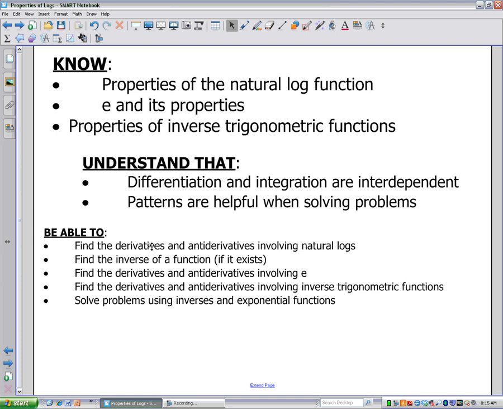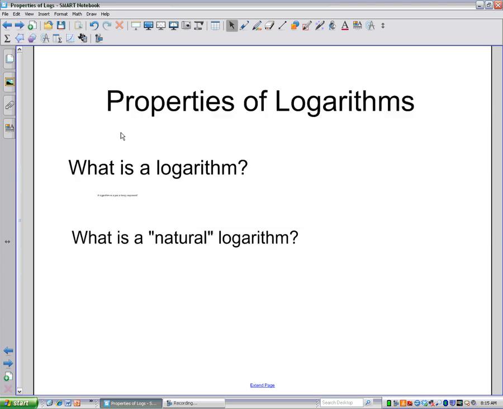Basically, what happens is we learn about something new, then we learn how to take its derivative, then we learn how to do the integral, and they're all interdependent as we move forward. So let's get on with it, shall we? So, properties of logarithms. That's what the title of the video is. That's what we're talking about.